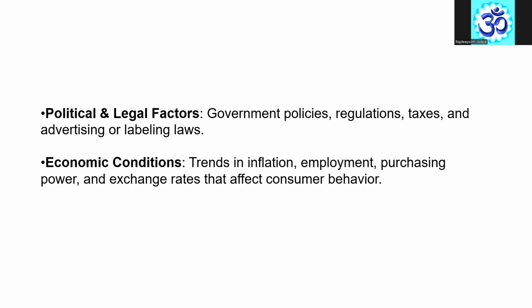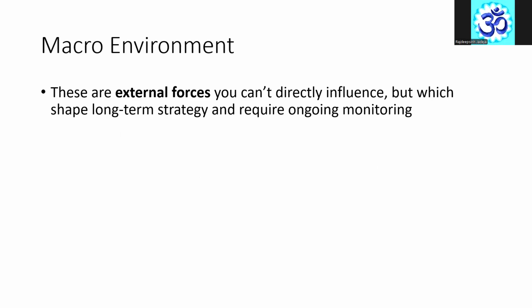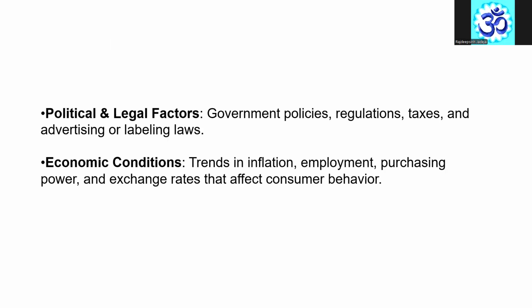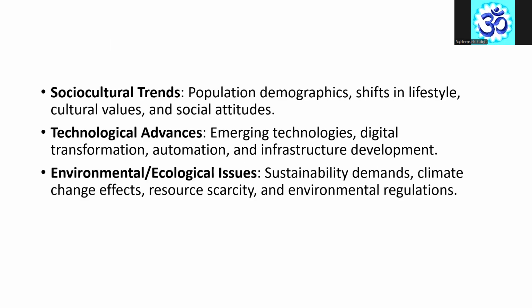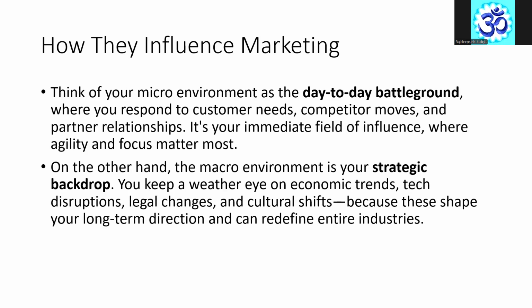So these are the factors that are beyond the control of an organization. Political and legal frameworks are something an organization can't control. The economic conditions of a country are uncontrollable. Socio-cultural trends are changing fast, so that is also uncontrollable. Technological advances are of course uncontrollable, and so are environmental and ecological issues. We can predict them, but we can't control them.